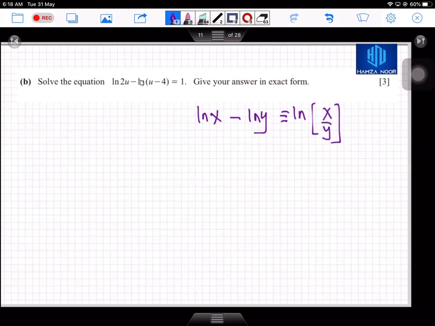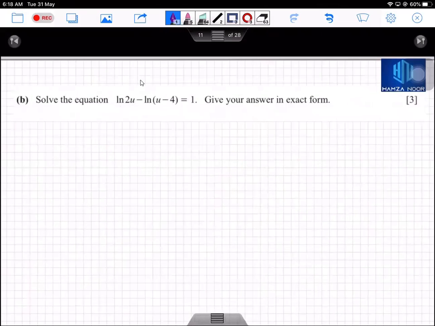As we know, here we have log with the base e, or if you have lg x minus lg y, this is equal to lg x over y. All right, this is basically an identity. Left hand side is equal to right hand side. So in this case, ln 2u minus ln (u minus 4) will be exactly equal to ln 2u upon u minus 4, and this whole thing will be equal to 1.